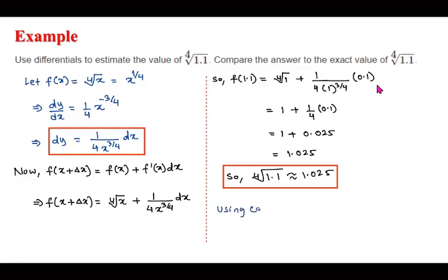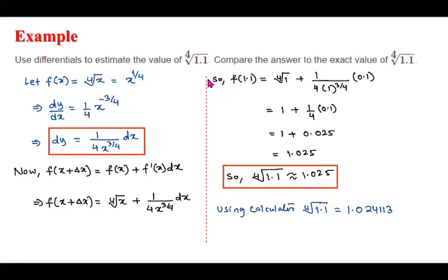Using calculator, let's find the fourth root of 1.1. Okay, let me use my calculator. If I use it, I get 1.024113, which is quite close to this one, 1.025 up to 2 decimal places. It matches up to 2 decimal places. So you can see that differentials are also powerful ways of comparing and approximating the values.